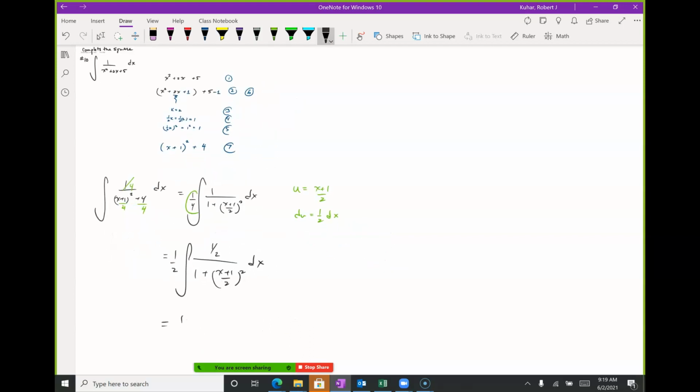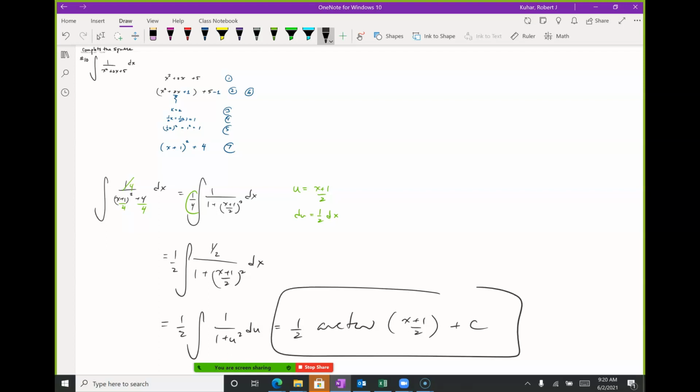So it looks like now I have 1/2 of 1 over 1 plus u squared du. So that's 1/2 of the arctan of u, which is x plus 1 all over 2, plus c, and there it is.